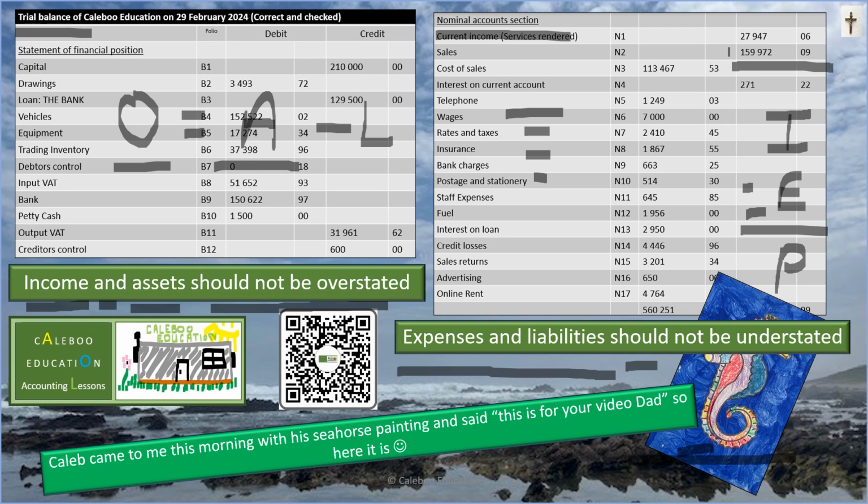So income and assets should not be overstated. Expenses and liabilities should not be understated, because once again, if liabilities were understated, it would make the owner worth so much more. It would be misleading. So this little demonstration just gives you more insight into the importance of the prudence principle.